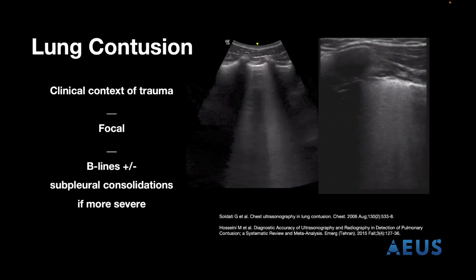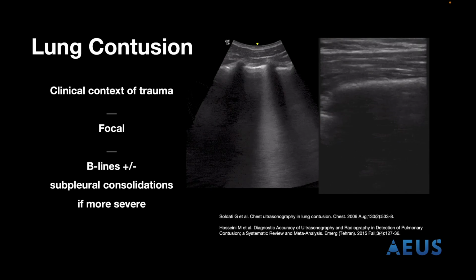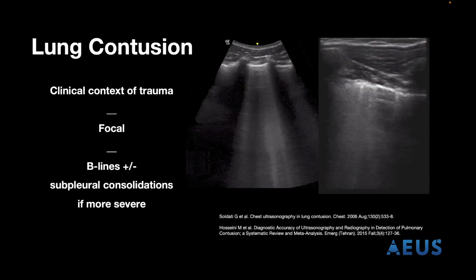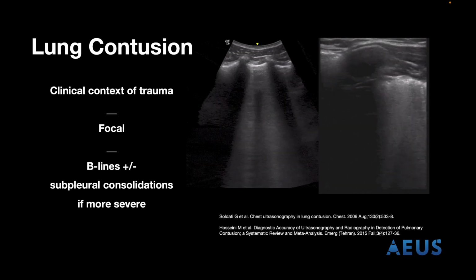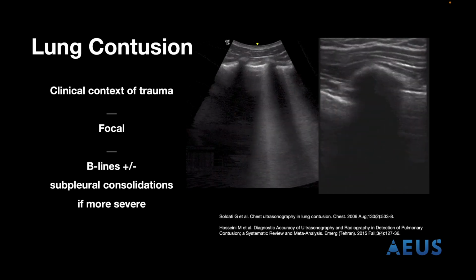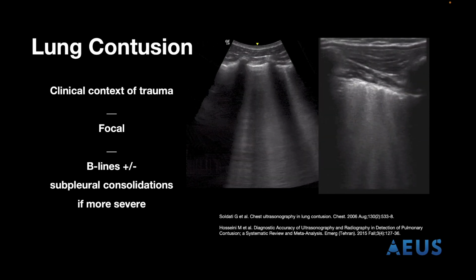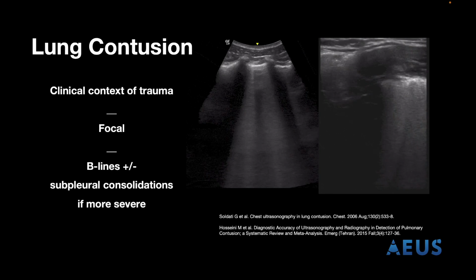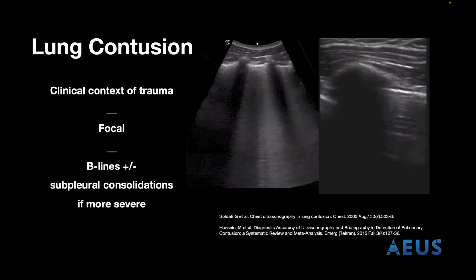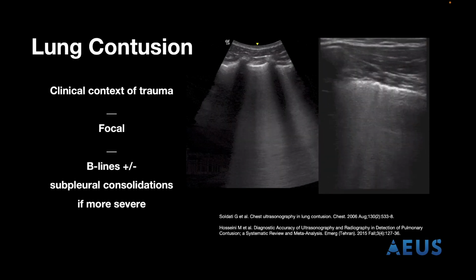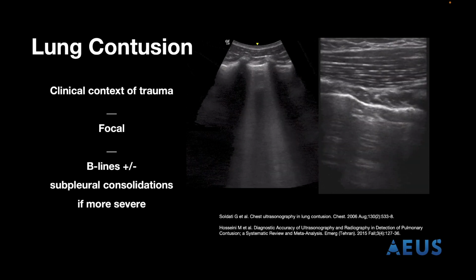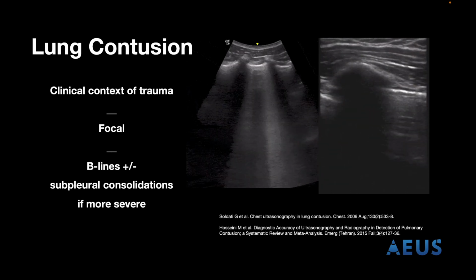The B-lines in this case will be focal, isolated just to the area of injury. You'll first see disappearance of A-lines, then increasing density of B-lines as the injury evolves. At times, an associated subpleural consolidation may be seen. We actually haven't talked about the sonographic findings of consolidation yet, so we shall move forward.